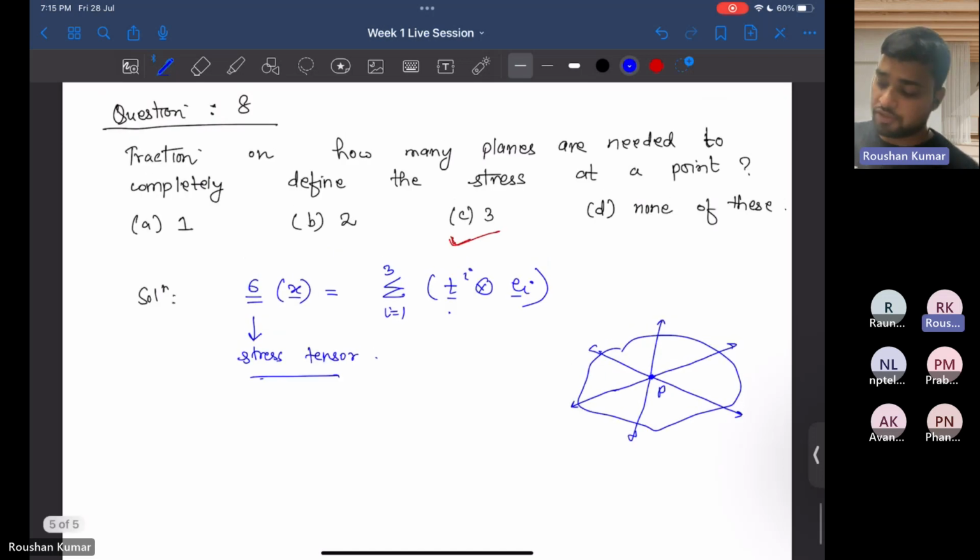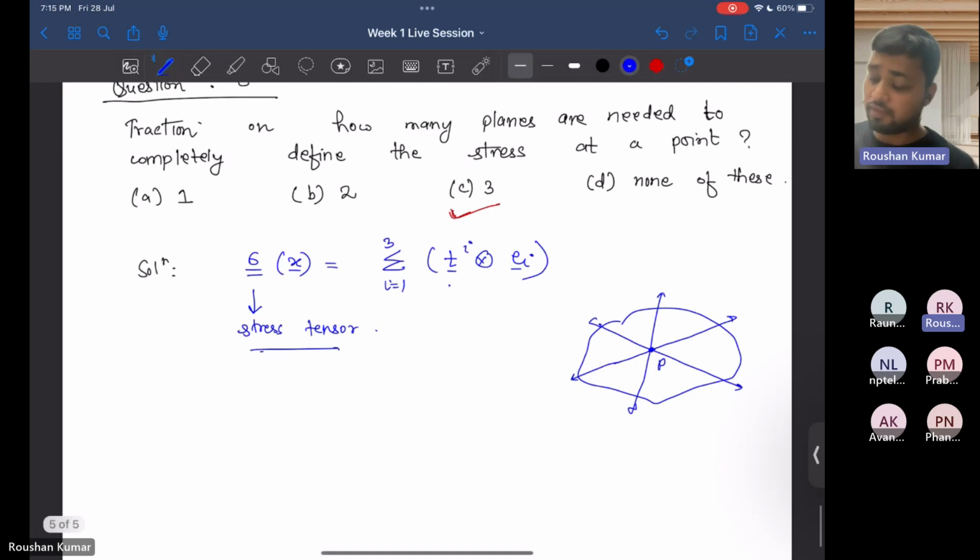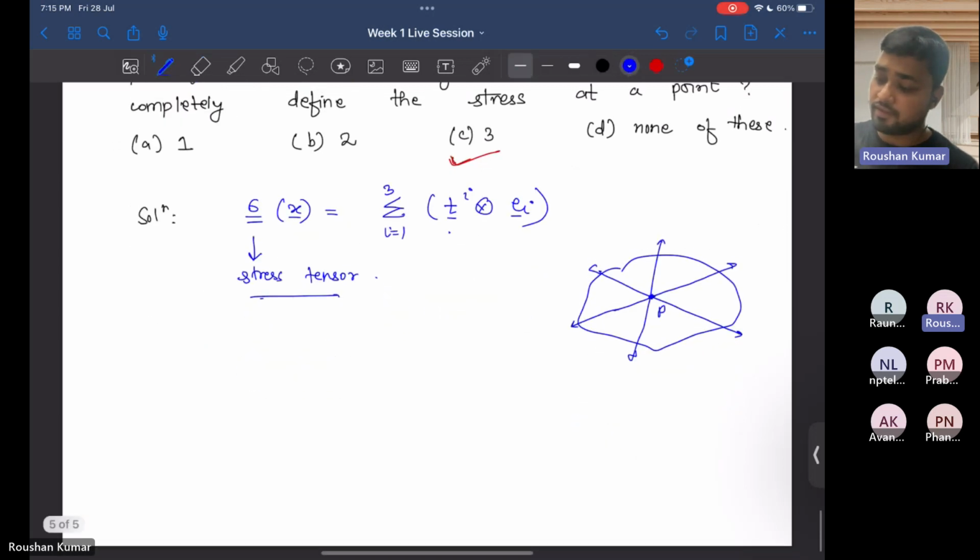Now we move on to the next question, question number 9, which is also based on the traction. You can see this formula also in the lecture, that is, lecture number 3. This question is based on lecture number 3 of week 1. The next question is question number 9. So first I will write the question.